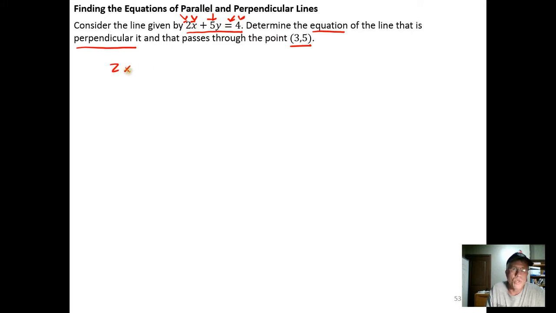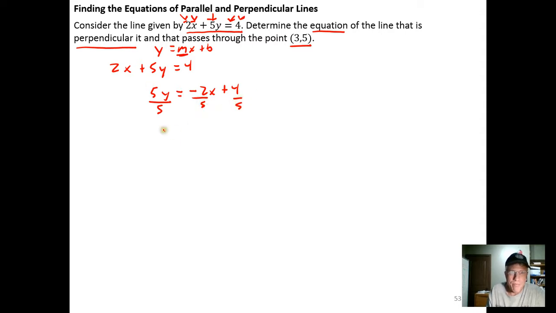So we start with the line to which we want to be perpendicular, 2x plus 5y equals 4, and then we put it into the y equals mx plus b form, the slope-intercept form, so we can figure out what the slope is. So I'm going to start by subtracting 2x from both sides, which will leave me with 5y on the left-hand side, and negative 2x plus 4 on the right-hand side. Plus 4 because this was a positive 4, so it's being added on the right-hand side. And then I'm going to divide everything on both sides by 5.